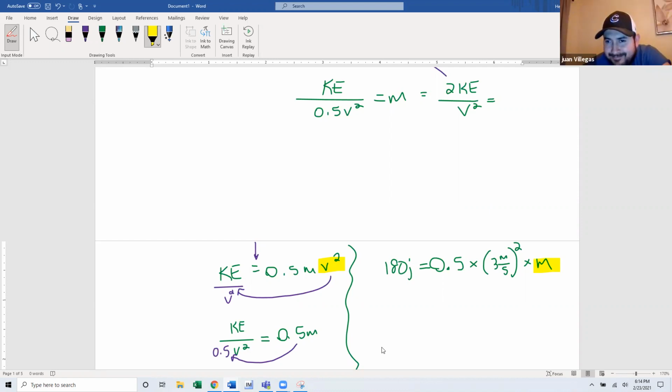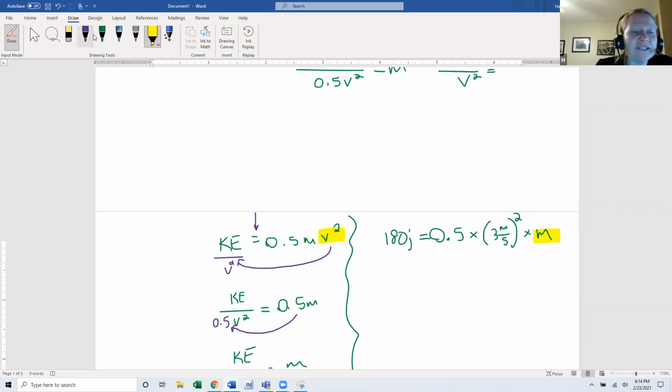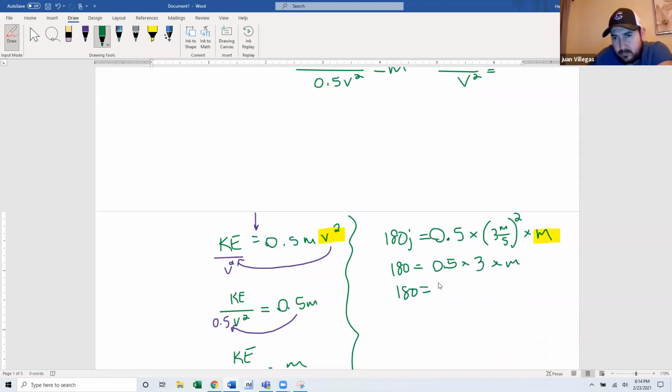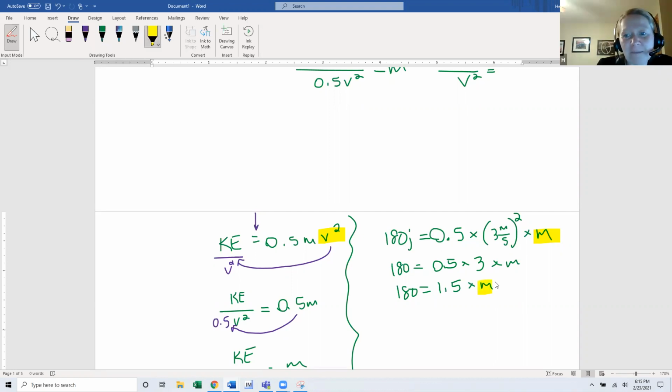Now I got it. Okay, good. All right. So now let's just leave the unit labels off for a minute because now this is 180 equals 0.5 times 3 times M. So we get 180 and we can combine the 0.5 and the 3, right? 0.5 times 3 is 1.5, and then that's times the M. Now I can see that to get M by itself here, I just need to move the 1.5 to the other side.